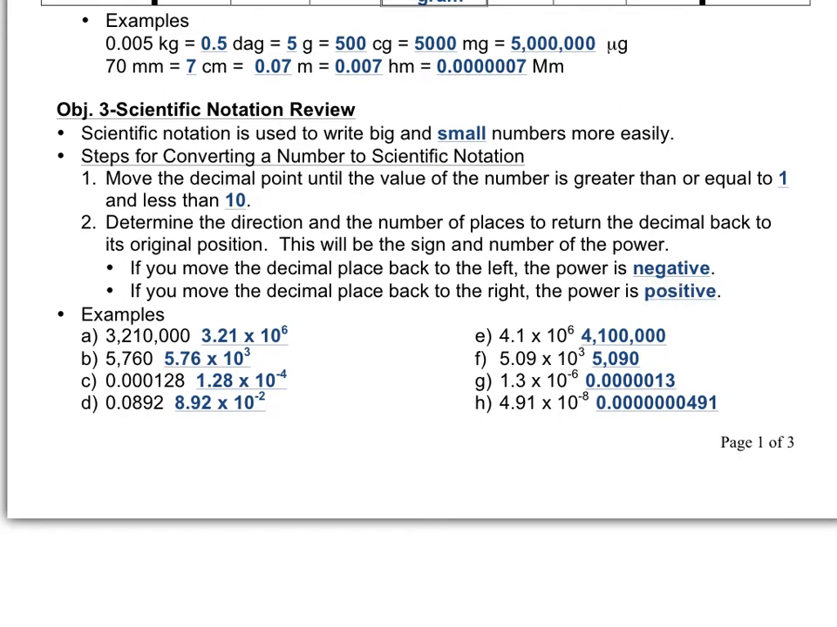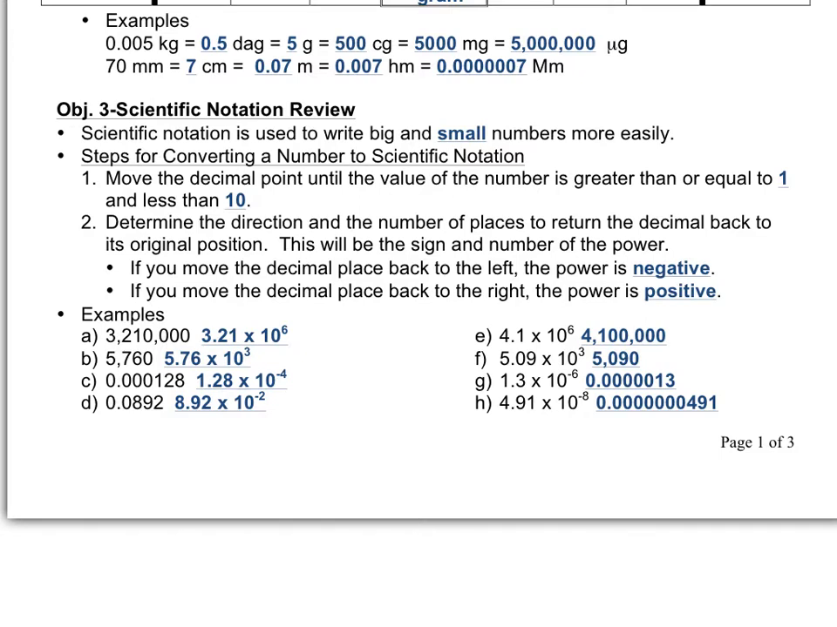Let's go ahead and give this a try. So we've got this huge number, 3,210,000. Alright, right now your decimal's at the end. You have to move it so it's a number between 1 and 10. So I'm going to move this decimal right there between the 3 and 2. 3.21. Is that a number between 1 and 10? Yeah, it is. So I'm going to move it right there.